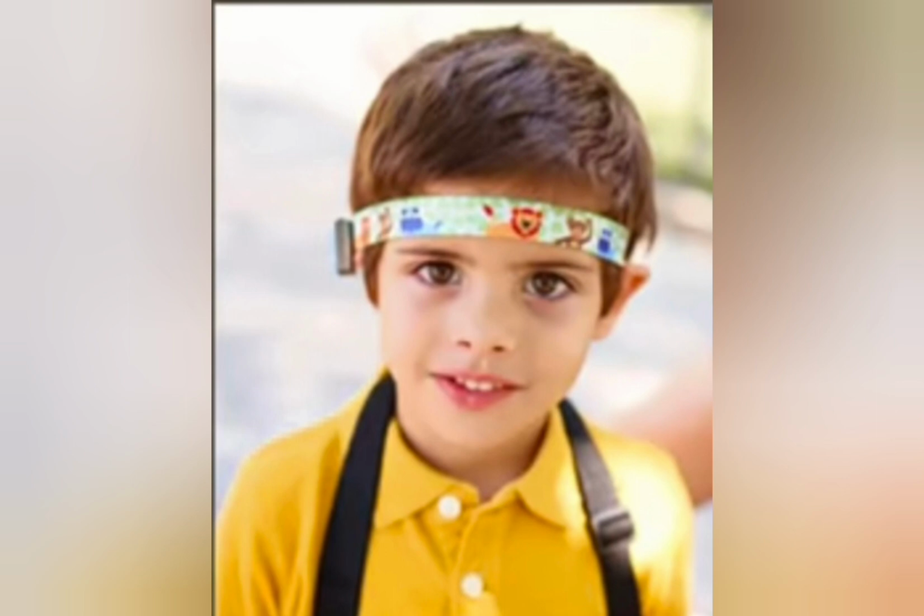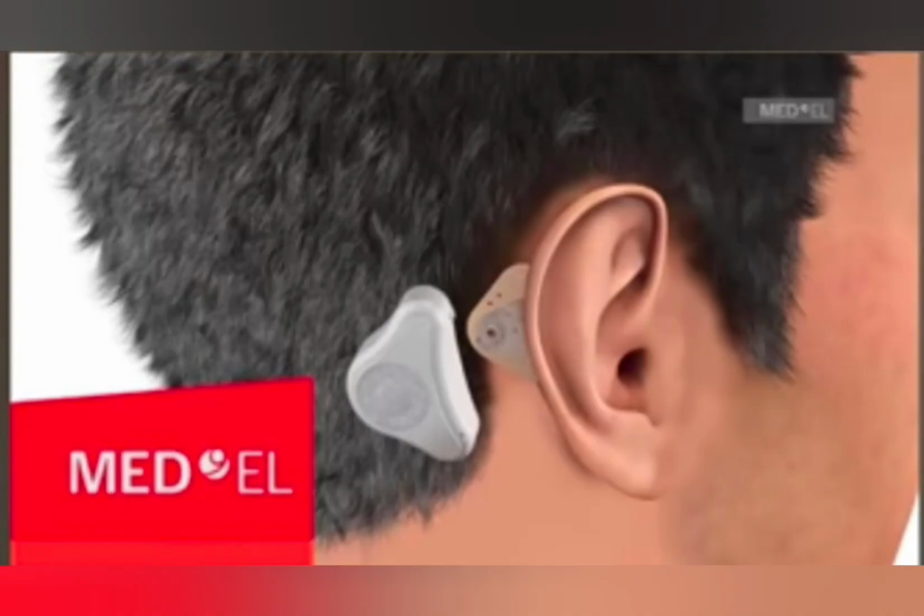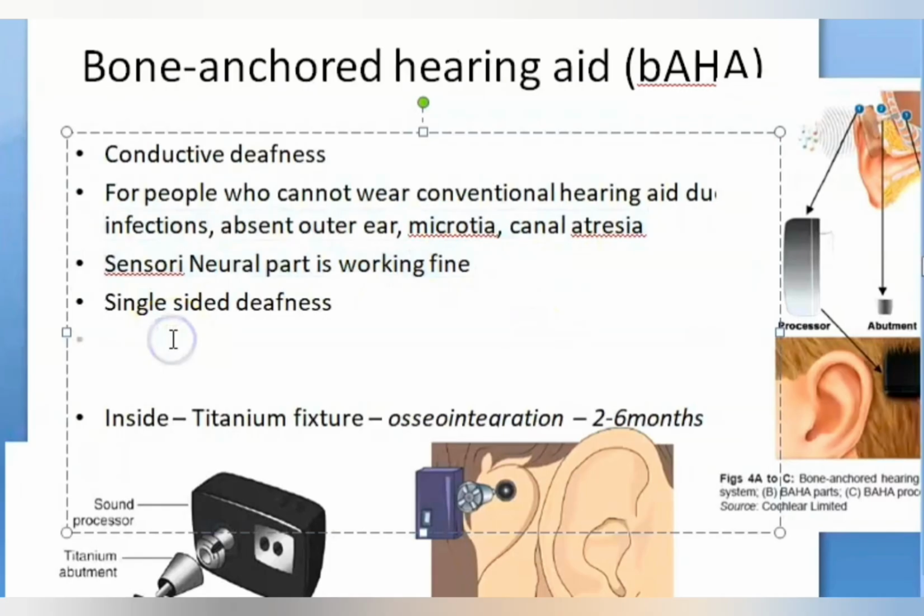Here, either they have microtia or something, so you can use the air conduction aid, or they are continuously discharging. So bone conduction aids are helpful. This Adhear aid also doesn't need surgical intervention. We have one child with this Adhear aid fitted. Here, the glue is used to attach this hearing aid to the mastoid bone, and that vibrates the bone.